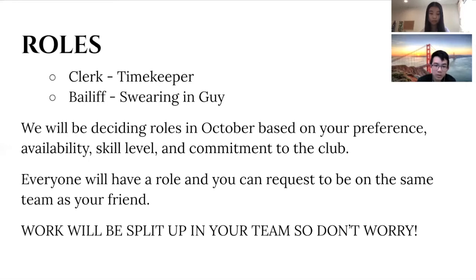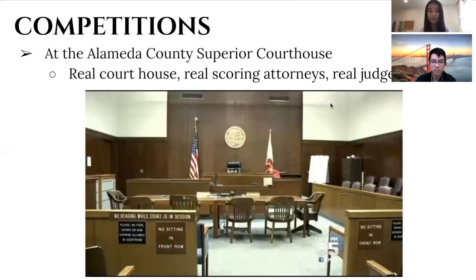Now we will be deciding roles in October based on your preference, availability, skill level, and commitment to the club. Everyone will have a role, and you can request to be on the same team as your friend. Work will be split up in your team, so don't worry about having to bear a large burden, because you'll have friends working with you or teammates. We'll be deciding roles fairly early on in the season, but October is just a tentative date, so we're not sure about that still.